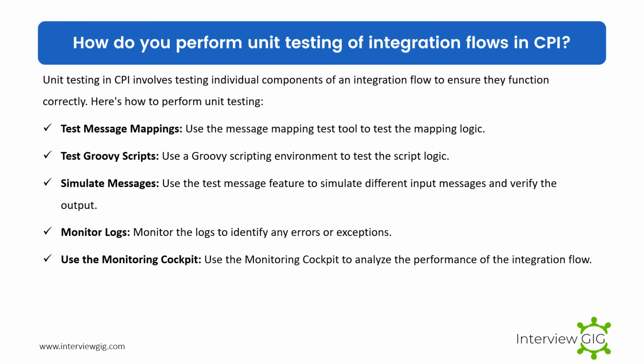How do you perform unit testing of integration flows in CPI? Unit testing in CPI involves testing individual components of an integration flow to ensure they function correctly. Here's how to perform unit testing. Test message mappings: use the message mapping test tool to test the mapping logic. Test Groovy scripts: use a Groovy scripting environment to test the script logic. Simulate messages: use the test message feature to simulate different input messages and verify the output. Monitor logs: monitor the logs to identify any errors or exceptions. Use the monitoring cockpit: use the monitoring cockpit to analyze the performance of the integration flow.